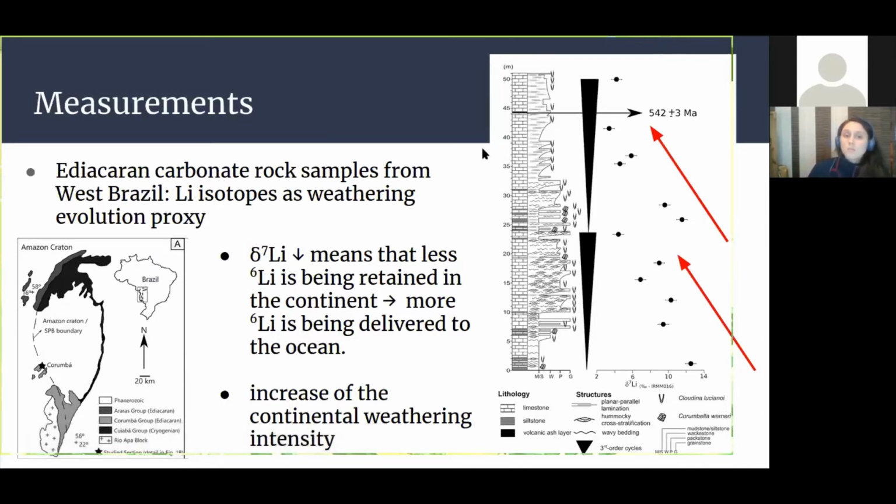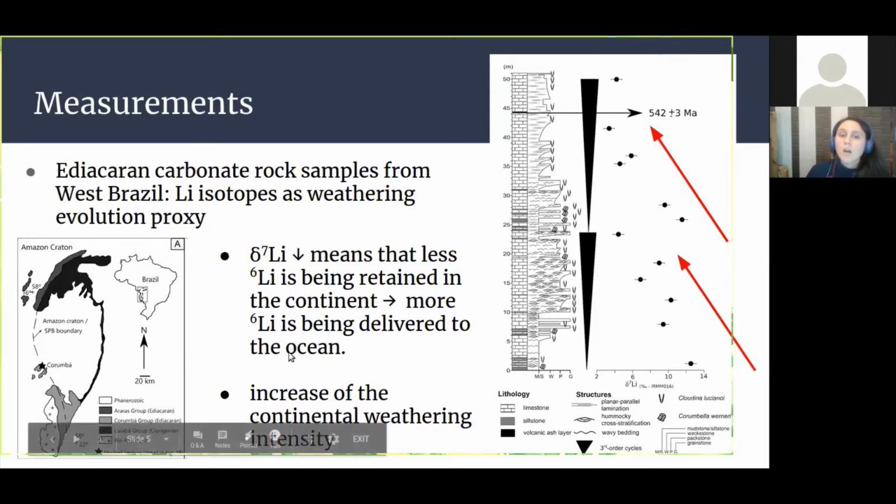So what does this mean? Delta 7 lithium is basically the ratio between 7 lithium and 6 lithium. So a decrease in delta 7 lithium means that less 6 lithium is being retained in the continent, which means that more 6 lithium is being delivered to the ocean. So that's why we have the decrease in delta 7 lithium. So these two decreases that we see here in the section are strong evidence of the increase of continental weathering intensity.